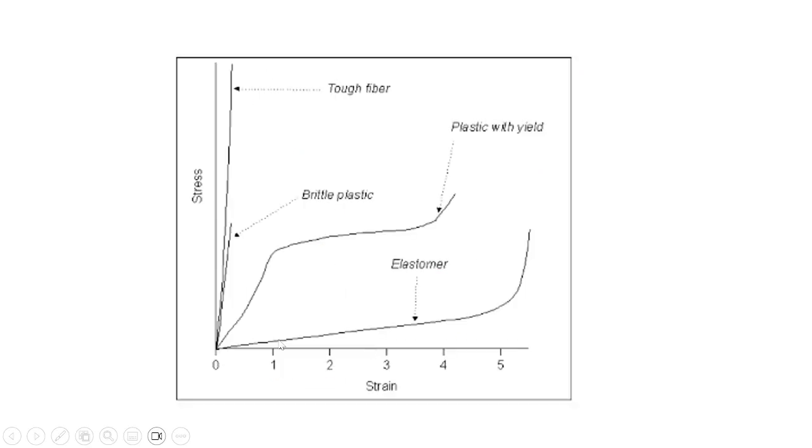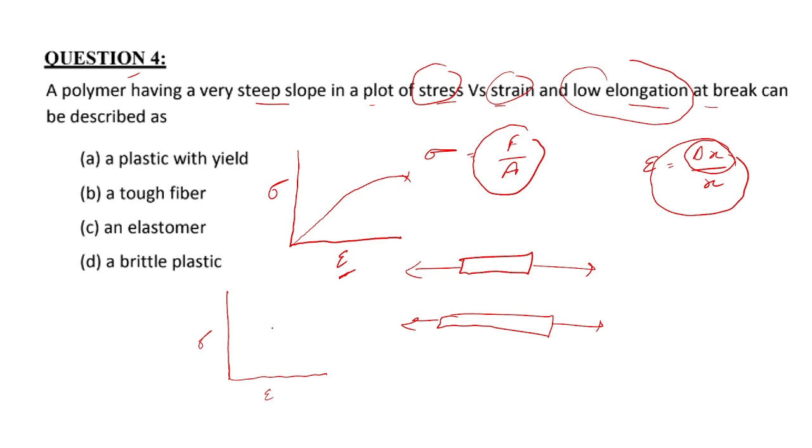The graph will increase like that. It means you are increasing stress, but elongation is very low, and finally it will break here. We can say this type of graph is not for plastic, but for tough fiber, yes. If fibers are tough, they will not deform. If you increase the stress, finally they will break down. Is it an elastomer? No, an elastomer will behave differently.